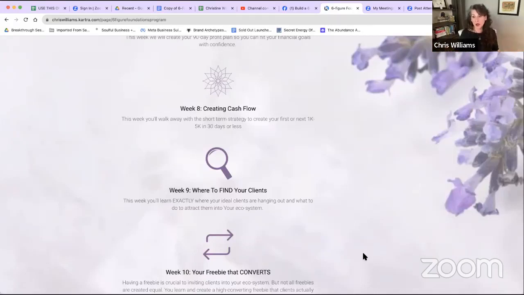How do you create cash on demand anytime you need it? There's a difference between creating cash and having a cash infusion in your business and building long-term sustainability and profitability. Two very, very different things. Creating a cash flow is a short-term strategy.